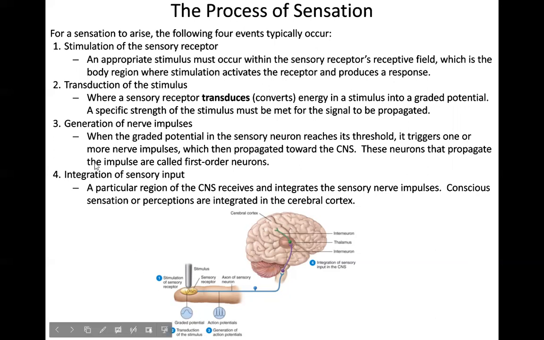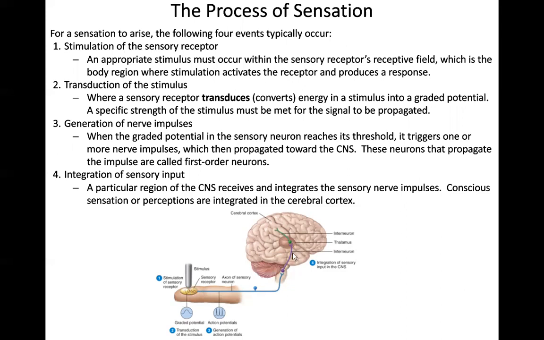Okay. So really what I just was saying is step 3. When the graded potential in the sensory neuron reaches its threshold, it triggers one or more nerve impulses, which then propagate to the CNS. These neurons that propagate the impulse are called first order neurons because they are the first in a line of neurons.